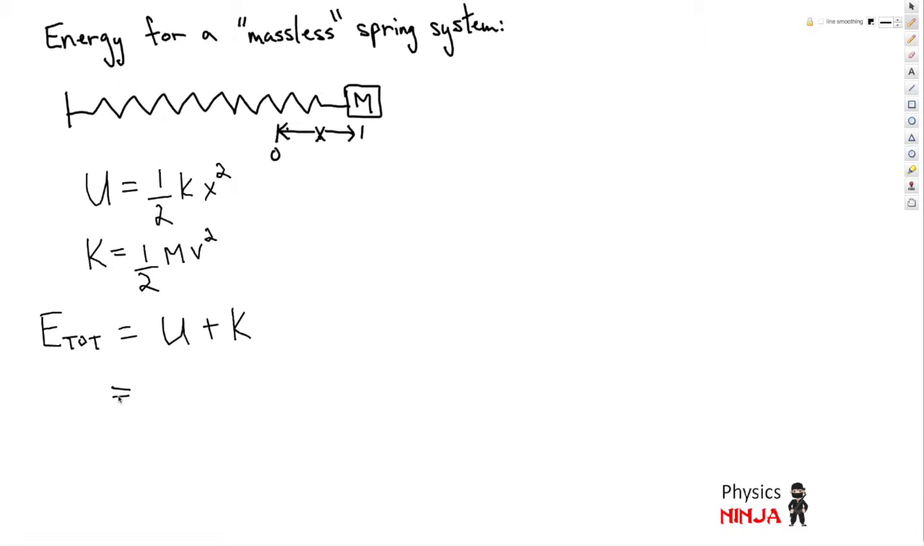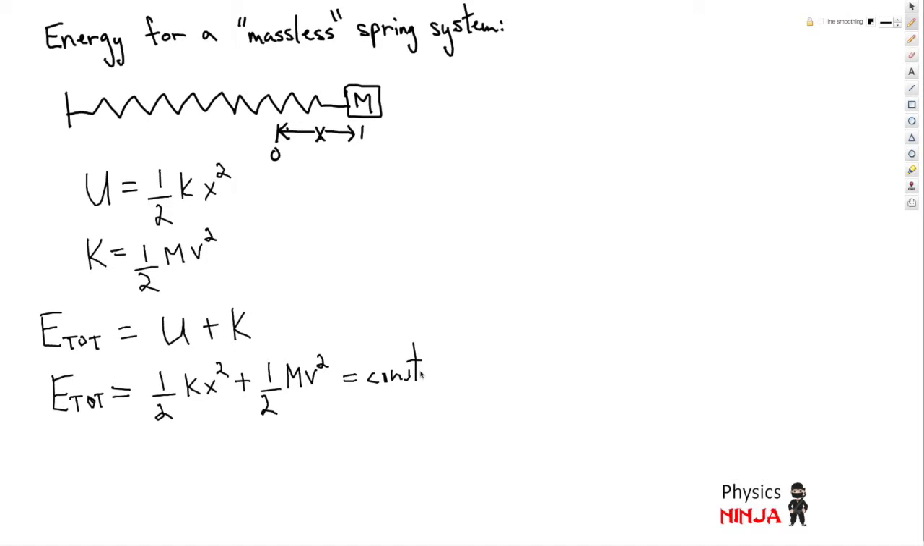If I simply substitute everything into this equation, I get 1/2 kx squared, and now I have plus 1/2 mv squared for the kinetic energy. And that's the total energy of the system. Now in this particular system, this total energy is also a constant value. Let me just write that as a constant.